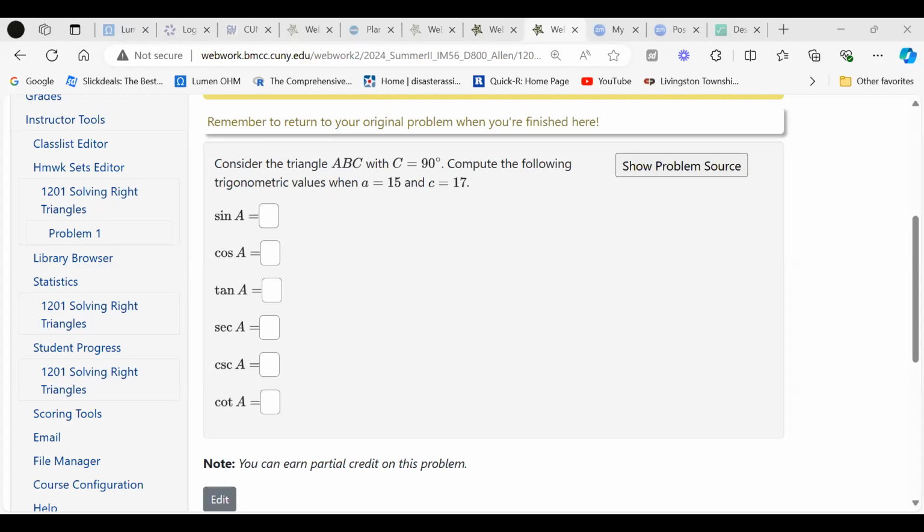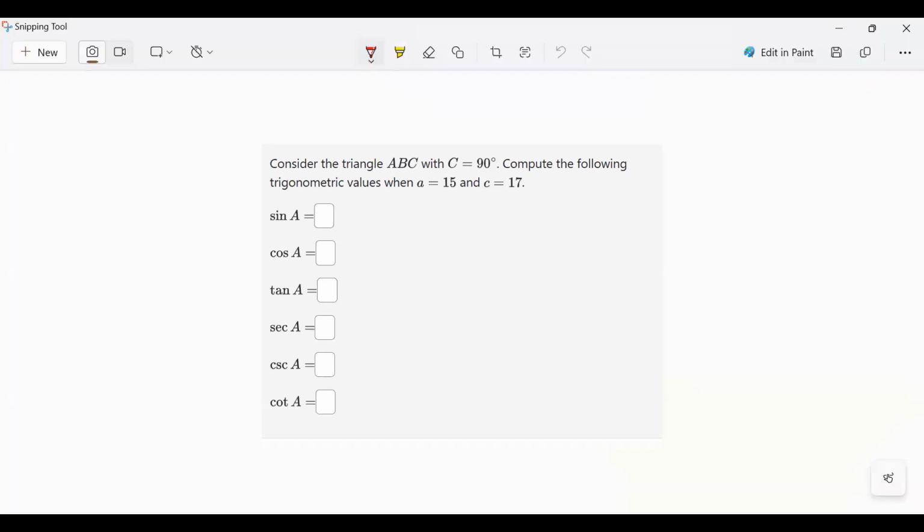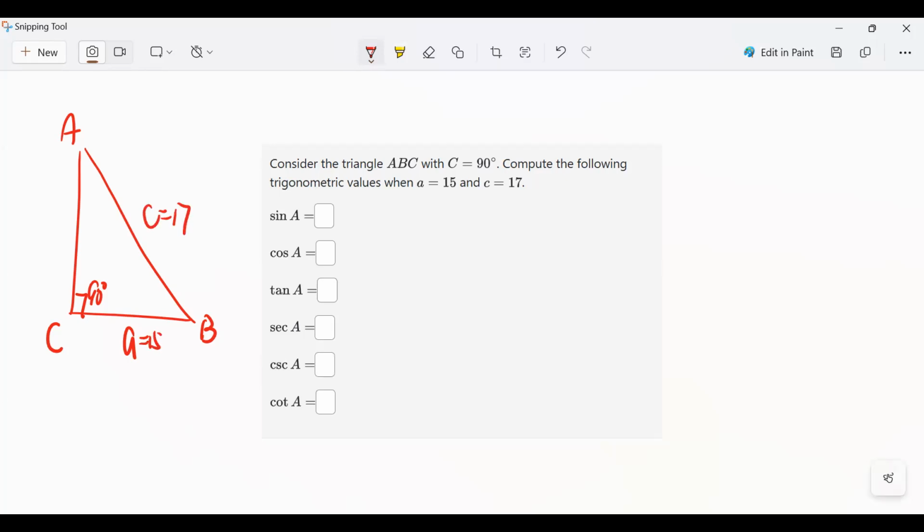Let's look at it. So now we can draw a right triangle. Angle C is 90 degrees. Then a is 15, this is side a, opposite angle A, that's 15 units. And then c is 17 units. Now, first of all, we're going to use the Pythagorean theorem to find b. Once you have a, b, and c, then we can find the rest of the trig ratios here.